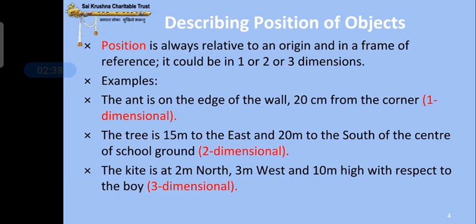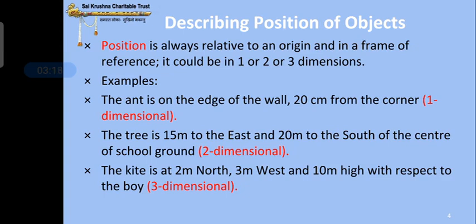So for 1 dimensional, the example is like this. The ant is on the edge of the wall, that is 20 centimeter from the corner. So the ant is on the edge of the wall, which is 20 centimeter from the corner. So it is with respect to 1 dimension. Therefore, it is an example for 1 dimensional. And next, coming to the 2 dimensional. The tree is 15 meter to the east and 20 meter to the south of the center of the school ground. So here, with respect to 2 dimensions, the tree is defined, right? So therefore it is an example for 2 dimensional.